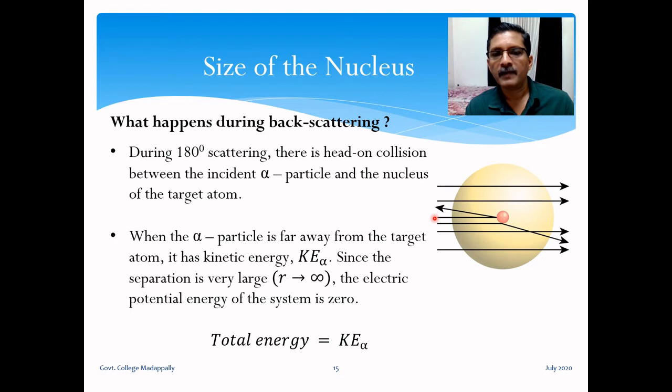Now when the alpha particle is far away from the target atom, it has some kinetic energy. Let us call it kinetic energy alpha. It is far away and coming here. Since the distance is very large, let us say r tends to infinity, the electric potential energy of the system is negligibly small or 0. So what is the total energy of the system when the alpha particle is very far away? Only the kinetic energy of the alpha particle.